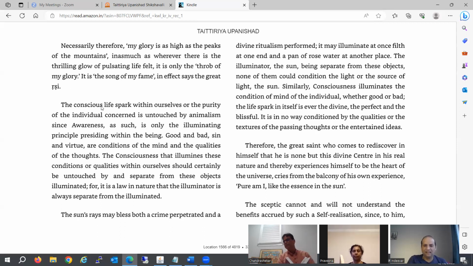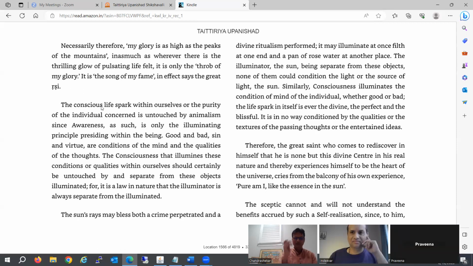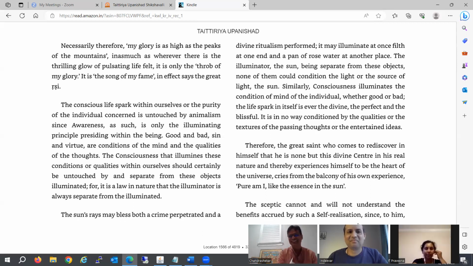So why these three names, sat, chit, ananda? Why three? What is sat, chit, ananda? Explain it, right? Yes. How do they explain? Hello? You're not on mute. Sorry, Chandraji. This is okay.